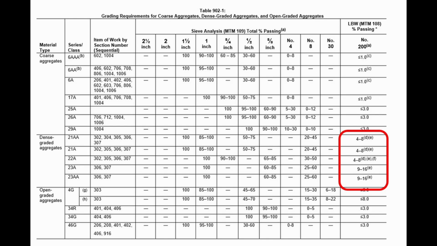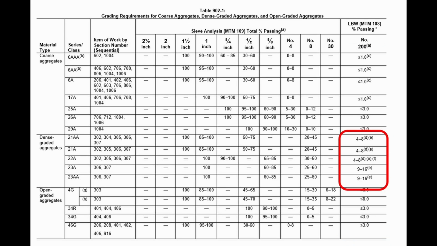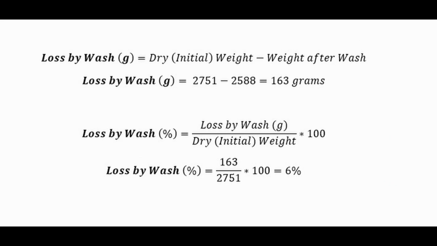Make sure that the precision of your test results match the precision required by the specifications. If the maximum allowable loss by wash in the specifications is 1.0%, make sure your result also goes to the 10th decimal place. If the precision of the specifications goes to the whole number, make sure your value is also recorded and reported as a whole number.